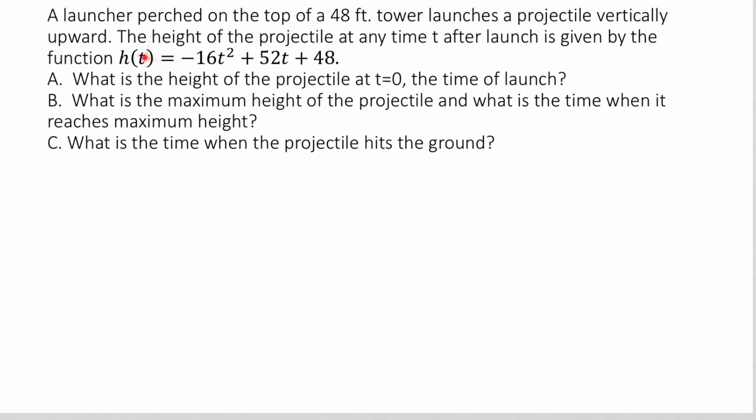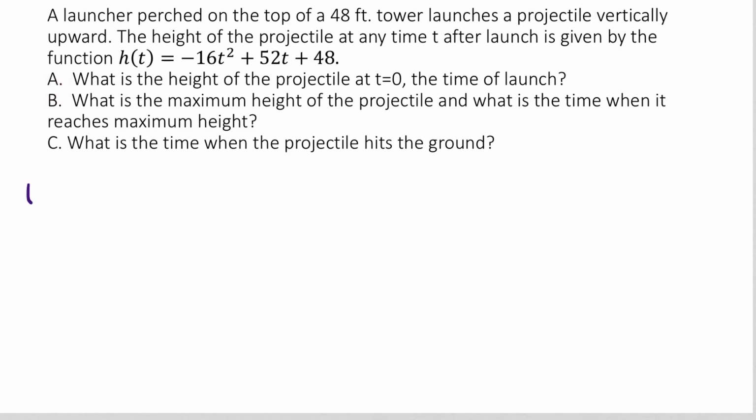We launch a projectile vertically upward, and it says the height of the projectile at any time t after launch is given by this function h of t. H is a function of time, equal to this function here. So it's got a parabolic path, a flight path for this projectile. So the questions are, what is the height of the projectile at time t equal to 0, the time of the launch? Let's answer that question first.